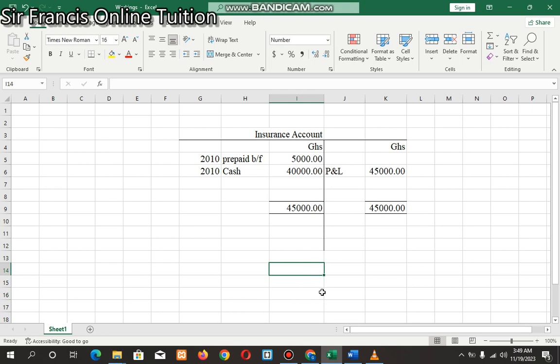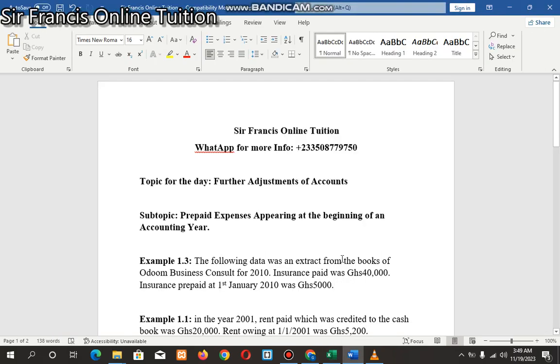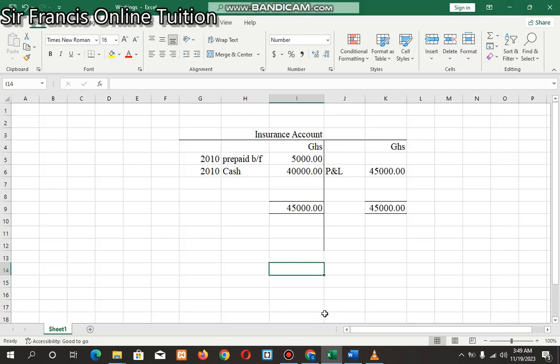So this is how we can record this transaction, or this is how we can use the T account to treat an expense prepaid appearing at the beginning of an accounting year, how to balance the account off and take the difference to the profit and loss account.